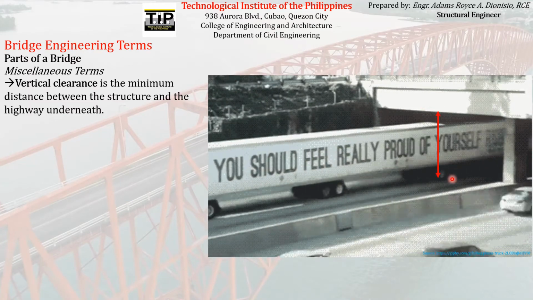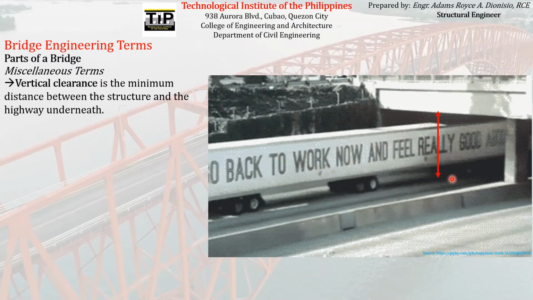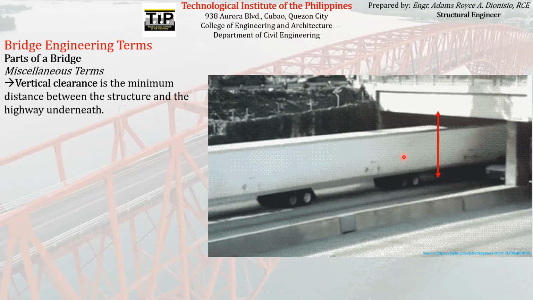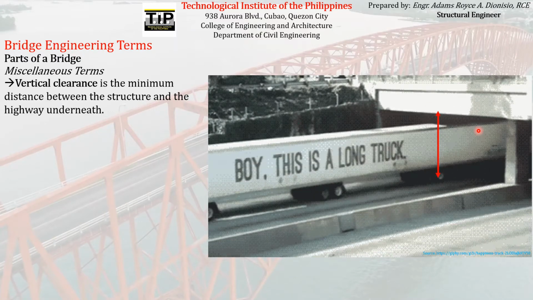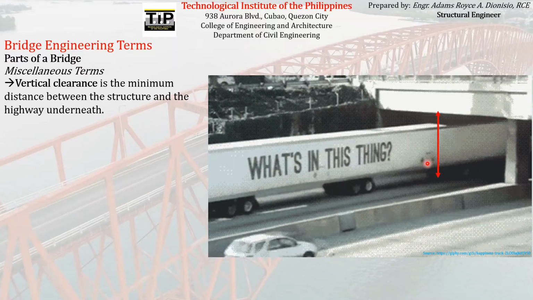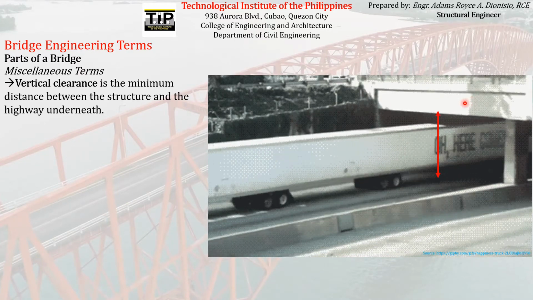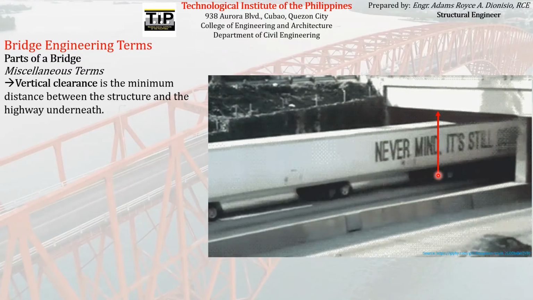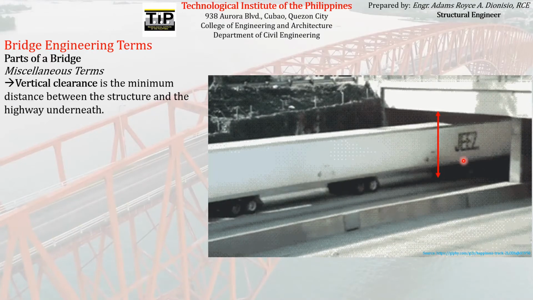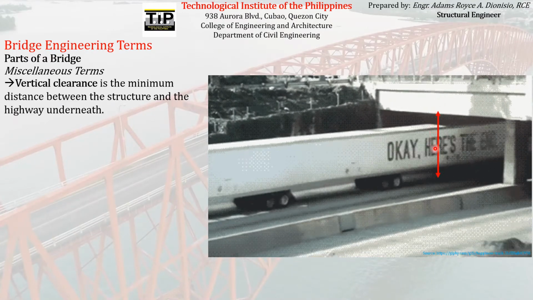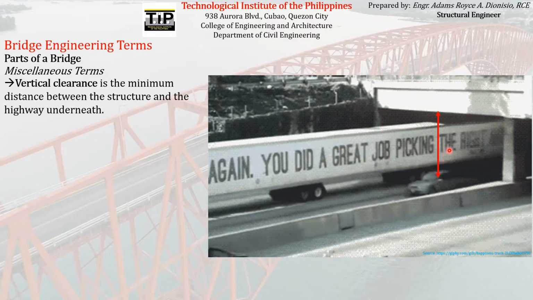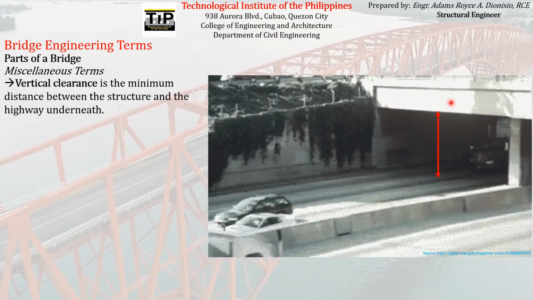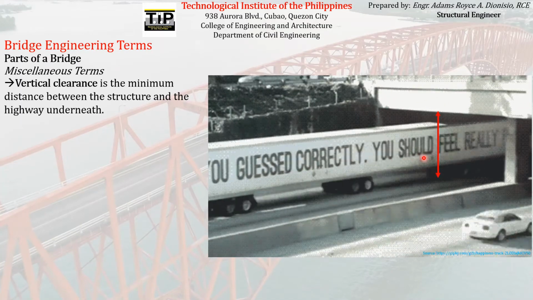So the purpose of having a vertical clearance is to allow the traffic or the vehicles underneath the bridge to safely travel underneath the bridge, to provide adequate space, especially for vehicles of great heights, so that there will be adequate space for them to safely travel beneath a certain bridge. So that is the purpose of having a vertical clearance.